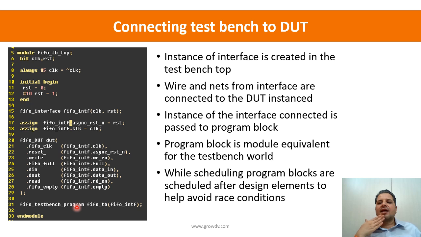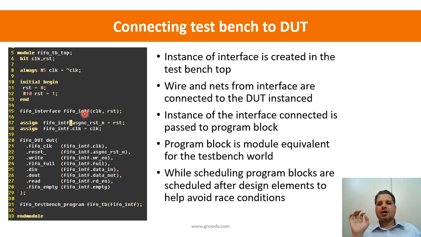So how this helps is that the DUT first gets a chance to do something and then the test bench acts upon that, and this helps prevent the races that can exist. Now what are those races? Don't worry about it at this point of time. We will look into it when we go into the scheduling semantics, but just understand that what a module is for a TB top, a program block is for the test bench in SystemVerilog.